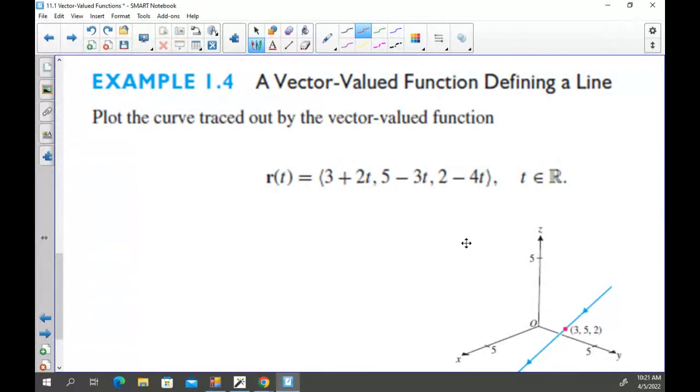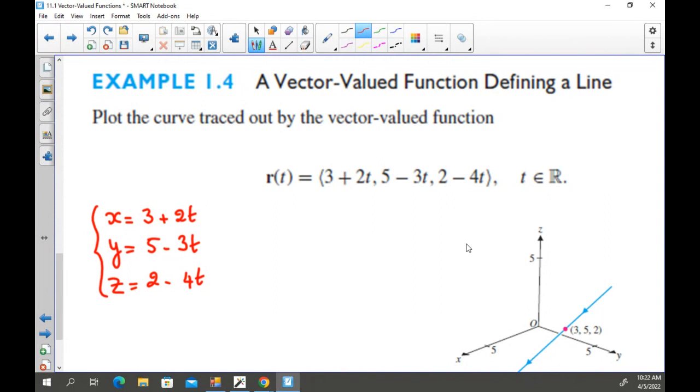Another example here, which is a bit easier. This time we have the vector r given by this. So x is 3 plus 2t, y is 5 minus 3t, and z is 2 minus 4t. Now, if you look at these equations, you should remember what this is. They are parametric equations of what? Not a plane. A line, yes, a line. This is a line.